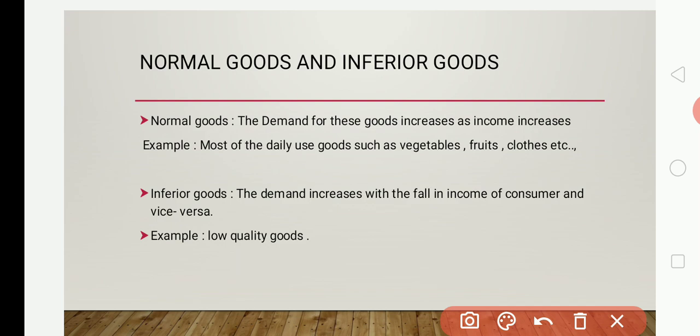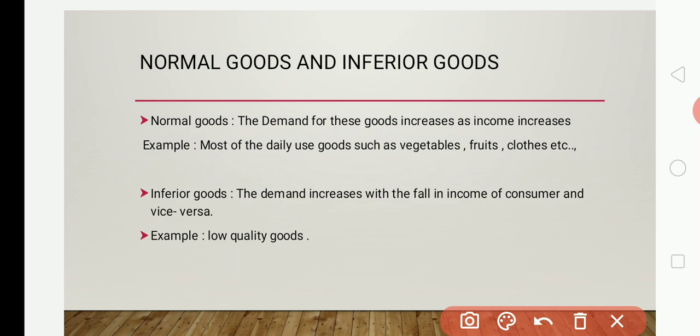The next one is inferior goods. Inferior goods means the demand increases with a fall in income of the consumer and vice versa. Such goods are called inferior goods. Here the demand will increase with a fall in income.